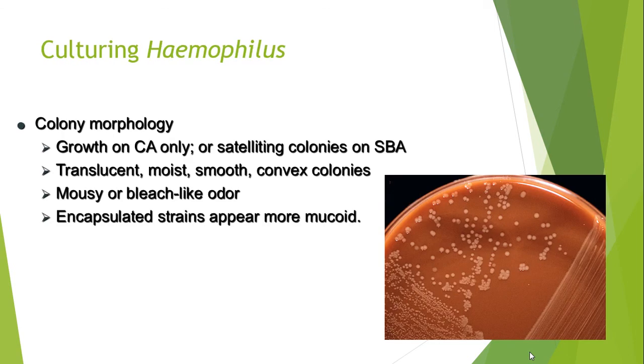All right, so here's Haemophilus. Only grows on chocolate agar, right? Haemophilus influenzae, you might see it satellite on sheep blood agar. If you see these terms, you want to think of Haemophilus. Translucent, moist, convex colonies, mousy or bleach-like odor. I smell the mousy odor, and our strain in here, I believe, is pretty mousy. Encapsulated strains, or strains that have capsules, will appear mucoid.